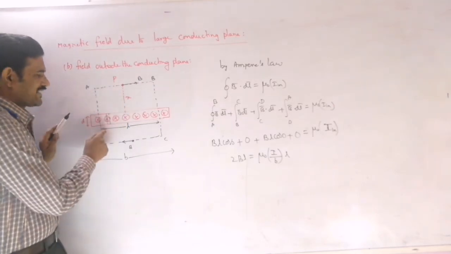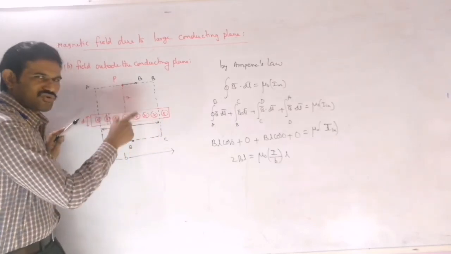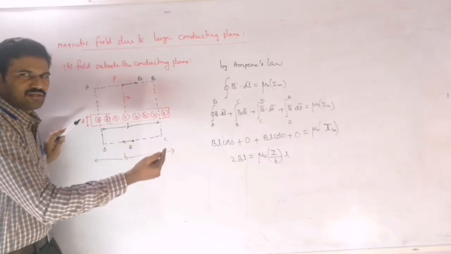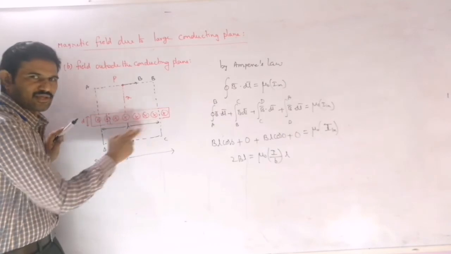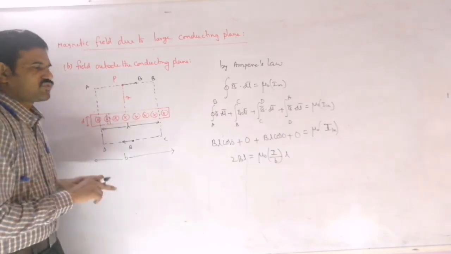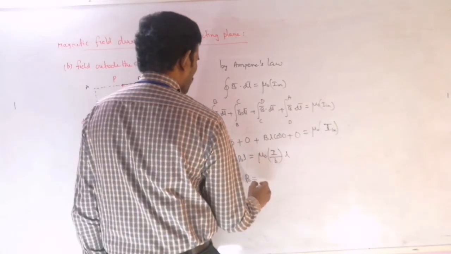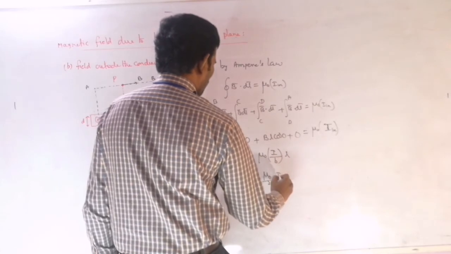Now we are taking this Amperian loop, whose enclosed width is L. So current per unit width is I by b, into L. Is it clear? That gives the current enclosed here, and so this L value will be cancelled. So I can write this as B is equal to mu naught by 2 into I by b.